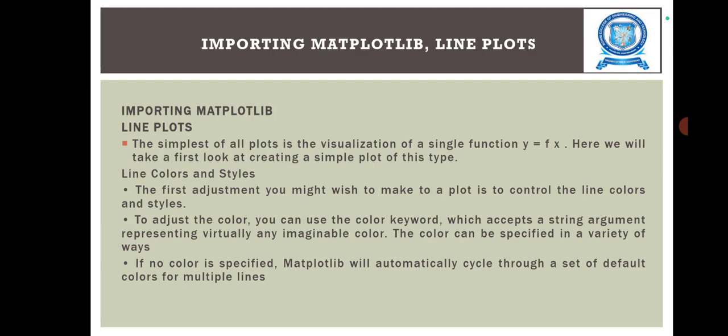Next, we are going to see the line colors and styles. The first adjustment you might wish to make to a plot is to control the line colors and styles. The color keyword is used to adjust the color. It accepts a string argument representing virtually any imaginable color, and it can be specified in a variety of ways. If no color is specified, it will automatically cycle through a set of default colors for multiple lines.